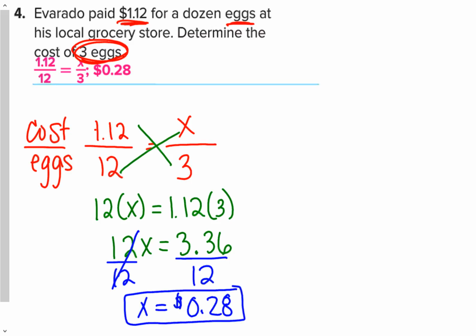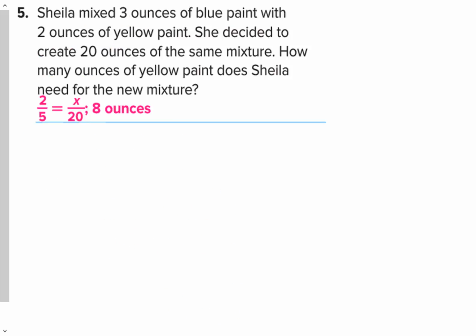All right. Number 5, Sheila mixed 3 ounces of blue paint with 2 ounces of yellow paint. She decided to create 20 ounces of the same mixture. How many ounces of yellow paint does Sheila need for the new mixture? This one was a little tricky because of the way that you have to set it up.